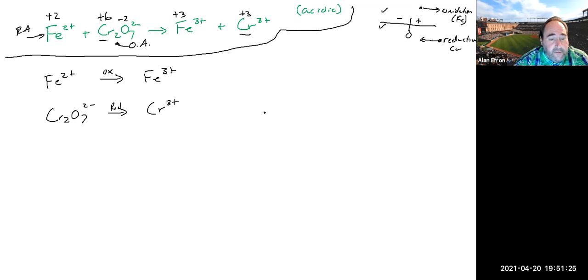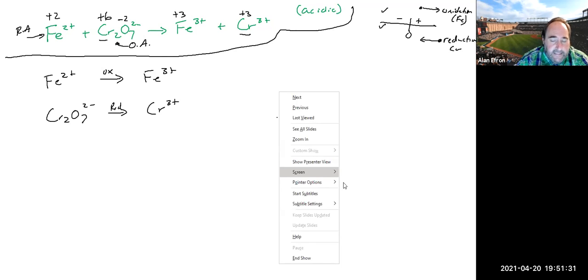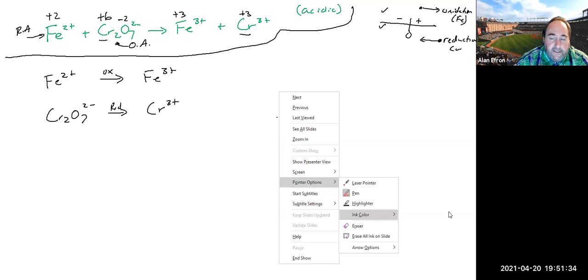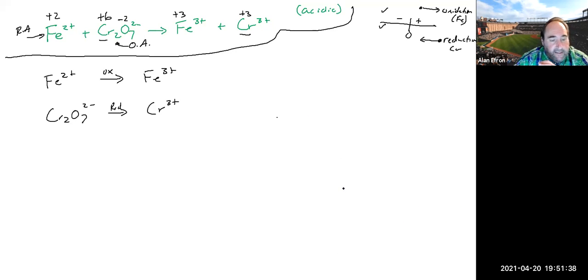All right, once we have done this, we're now going to get into those steps. So if you remember, after we split it off into the half reactions, the next thing that we want to do is balance all the elements except for oxygen and hydrogen.